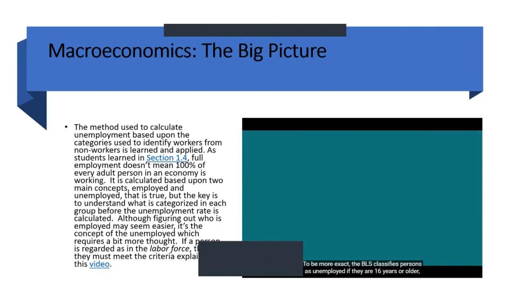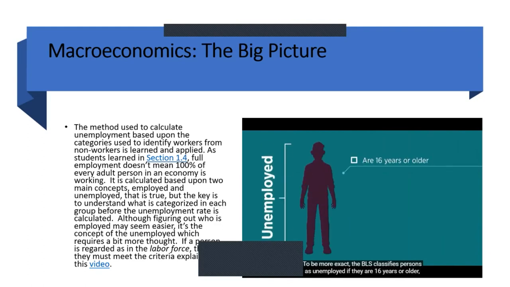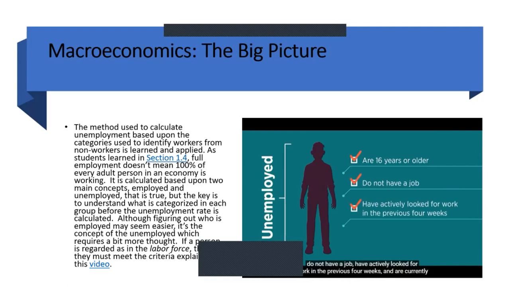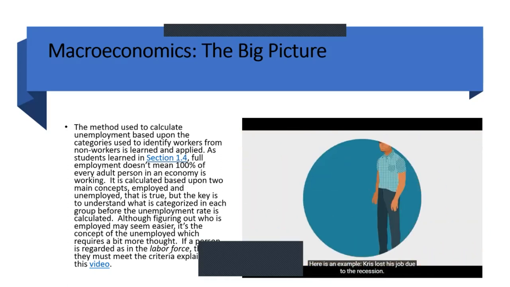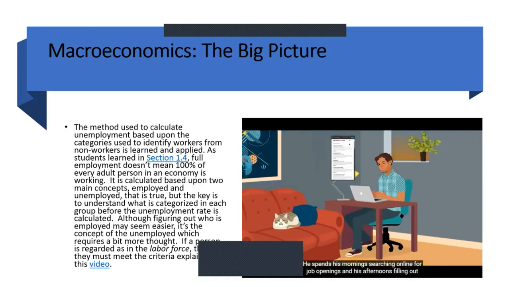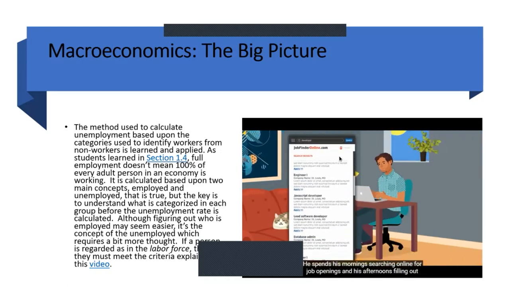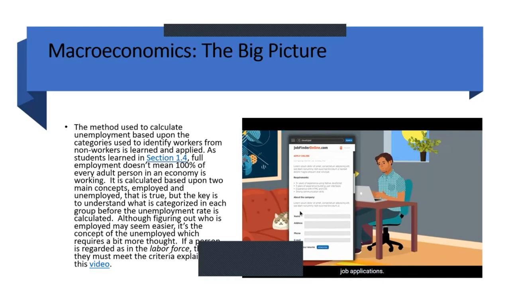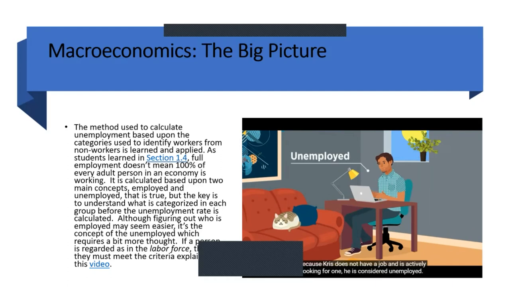To be more exact, the BLS classifies persons as unemployed if they are 16 years or older, do not have a job, have actively looked for work in the previous 4 weeks, and are currently available to work. Here is an example. Chris lost his job due to the recession. He spends his mornings searching online for job openings and his afternoons filling out job applications. Because Chris does not have a job and is actively looking for one, he is considered unemployed.